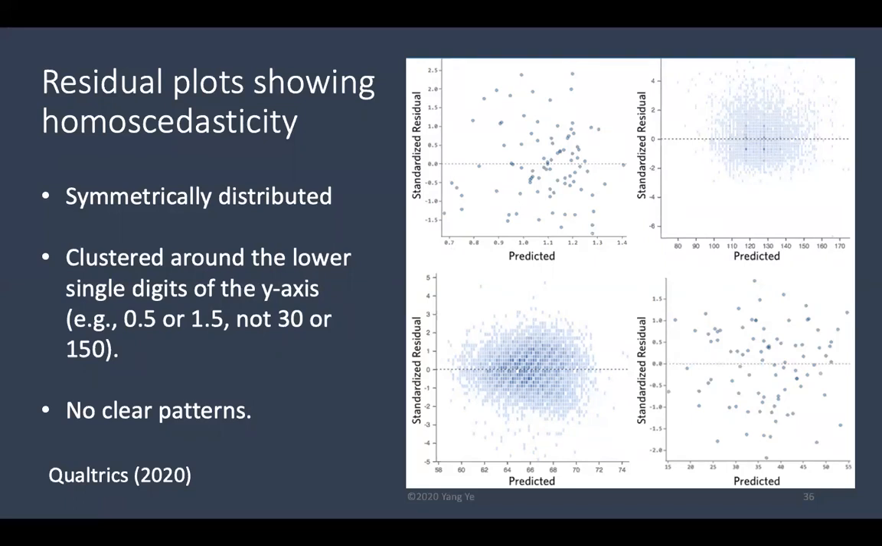And it should be clustered around the lower single digits of the y-axis, such as 0.5, 1.5, or 4, not like 30 or 150, not too high. It shouldn't have any clear patterns. It should be evenly distributed, round shaped, and you shouldn't see any linear patterns, especially curvilinear patterns, or patterns that go from smaller to larger. Again, this is just an eyeballing technique to look at residual plots.